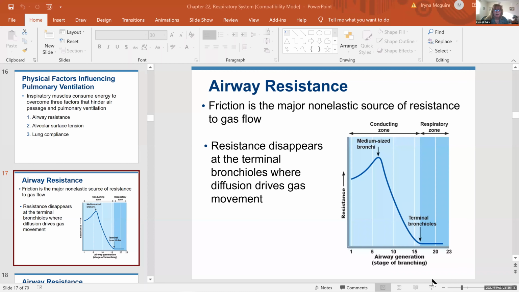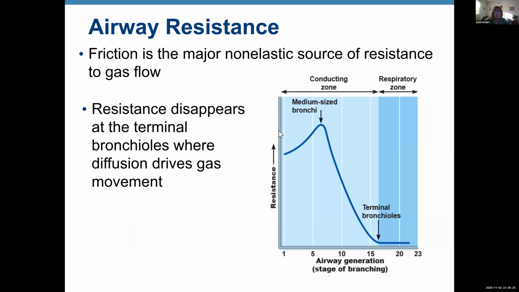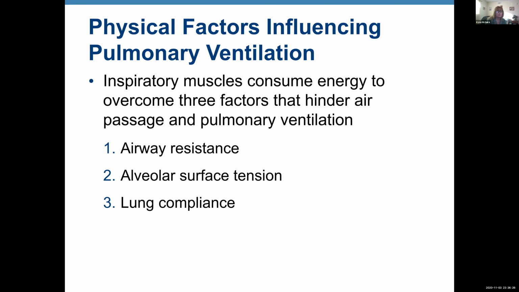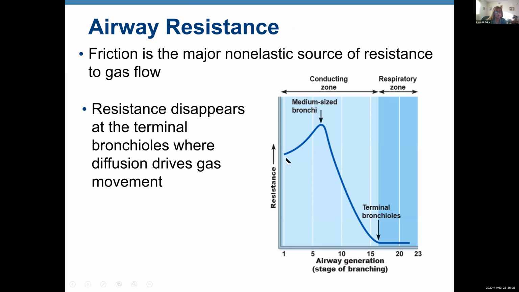Okay, right, so anyway, this is airway resistance. So why are we talking about it? Because we're talking about pulmonary ventilation, right? And we said, okay, what are the factors that affect pulmonary ventilation? Airway resistance, and we know how it affects it. First resistance increases and then it decreases and it disappears in the terminal bronchioles, almost getting to zero, right?